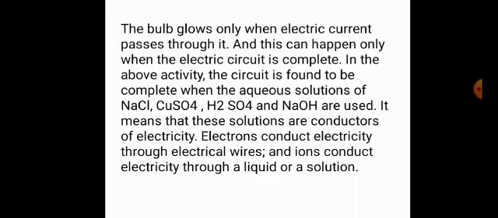The bulb glows only when electric current passes through it, and this can happen only when the electric circuit is complete. In the above activity, the circuit is found to be complete when aqueous solutions of sodium chloride, copper sulfate, sulfuric acid and sodium hydroxide are used. It means that these solutions are conductors of electricity. Electrons conduct electricity through electrical wires and ions conduct electricity through a liquid or a solution. So, carriers of electricity are electrons and ions.